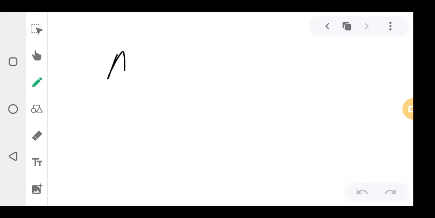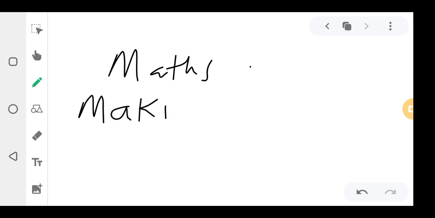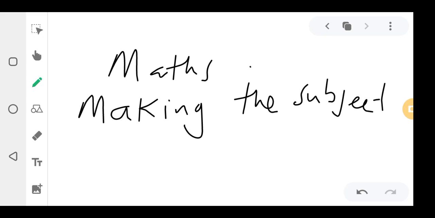Okay, here today we'll be looking at mathematics. What we'll be looking at is making the subject of a formula.